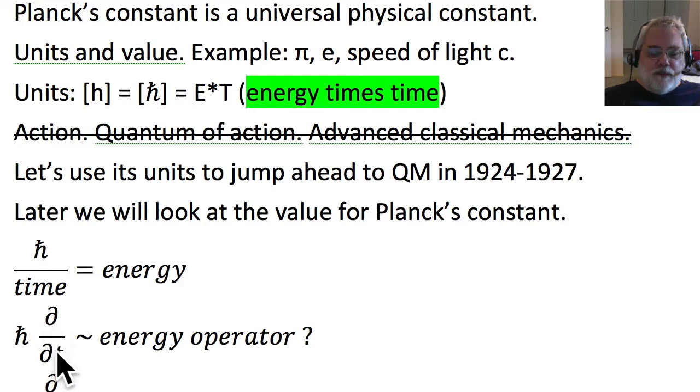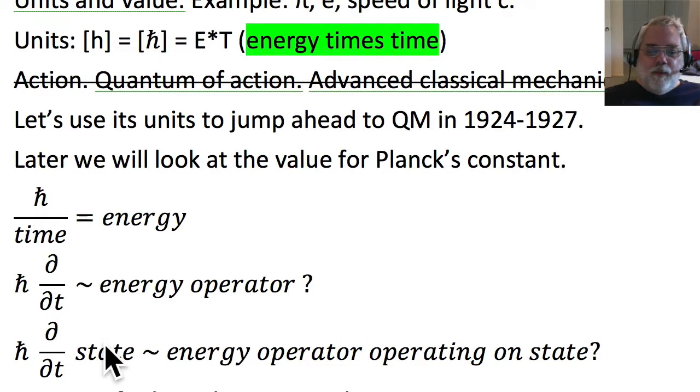Take h bar times the derivative with respect to time, and maybe that's some kind of an energy operator, but what the heck does this mean? Well, a derivative of what? What are we taking the derivative of? An operator operating on what? We don't know. So we'll say, well, maybe we have a state, the state of the electron in the atom. And the time derivative will operate on the state, and the energy operator will operate on the state. And if we knew what we were doing, we would have some kind of an equation.